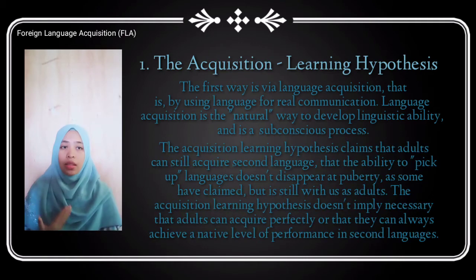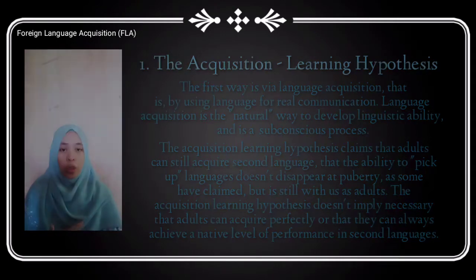The acquisition learning hypothesis claims that adults can still acquire a second language. The ability to pick up language doesn't disappear at puberty, as some have claimed, but is still with us as adults. The acquisition learning hypothesis doesn't imply necessarily that adults can acquire perfectly or that they can always achieve a native level of performance in a second language.